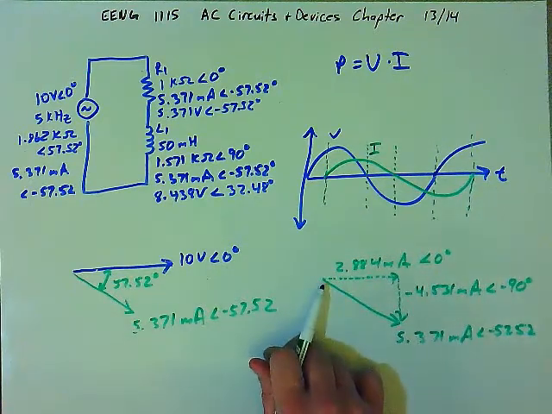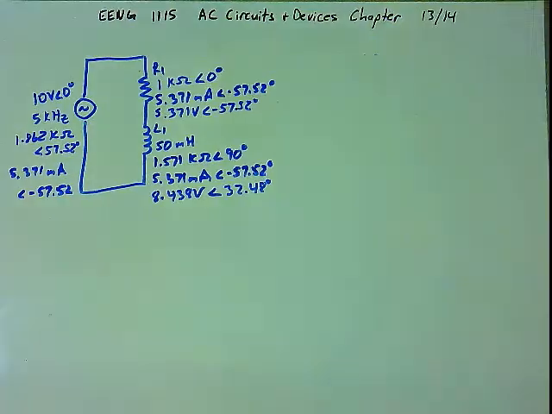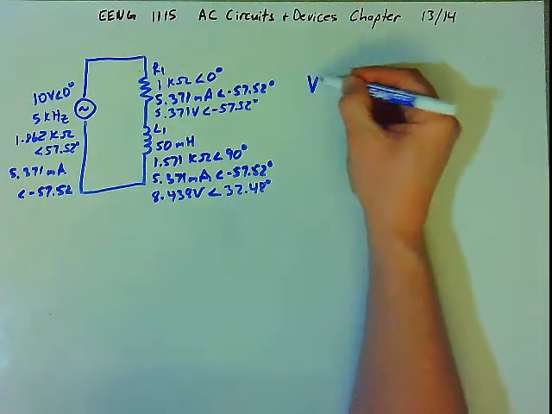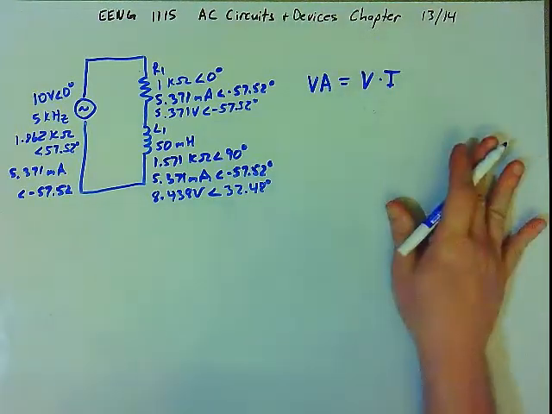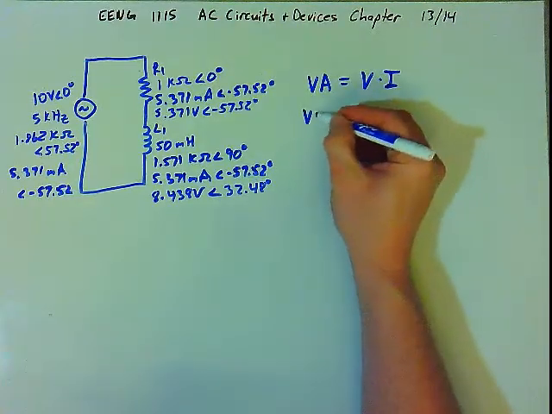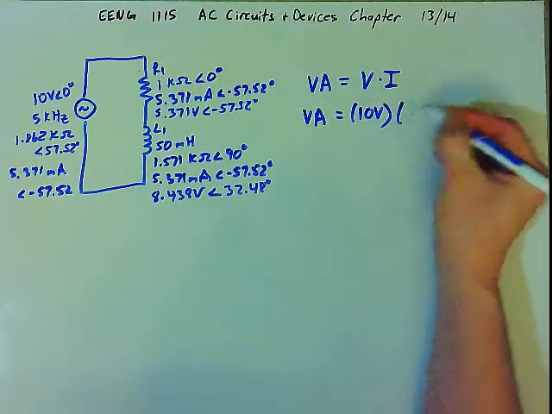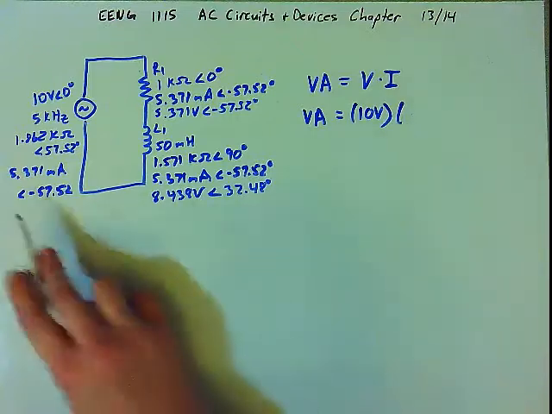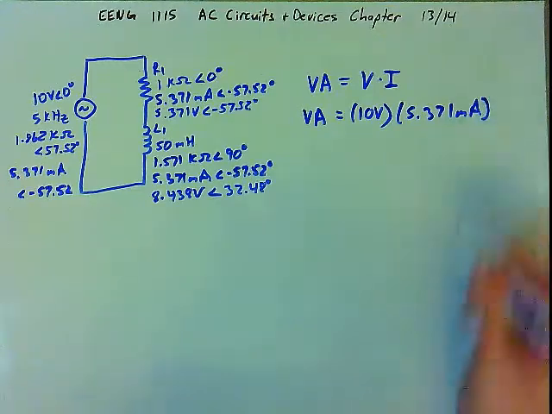And if we take the original vector with its angle and multiply it just by the voltage, we get something that we call volt amps. You simply take the voltage and multiply by the current, and we get what is called the volt amps. So using our new definition, we can find the volt amps by taking the voltage and multiplying by the current without regard for any of the phase angle. So the volt amps for this circuit will be equal to the voltage, which is 10 volts (notice I'm still using RMS values), multiplied by the current, which is 5.371 milliamps. And again, I'm not considering any part of the phase angle for these vectors.